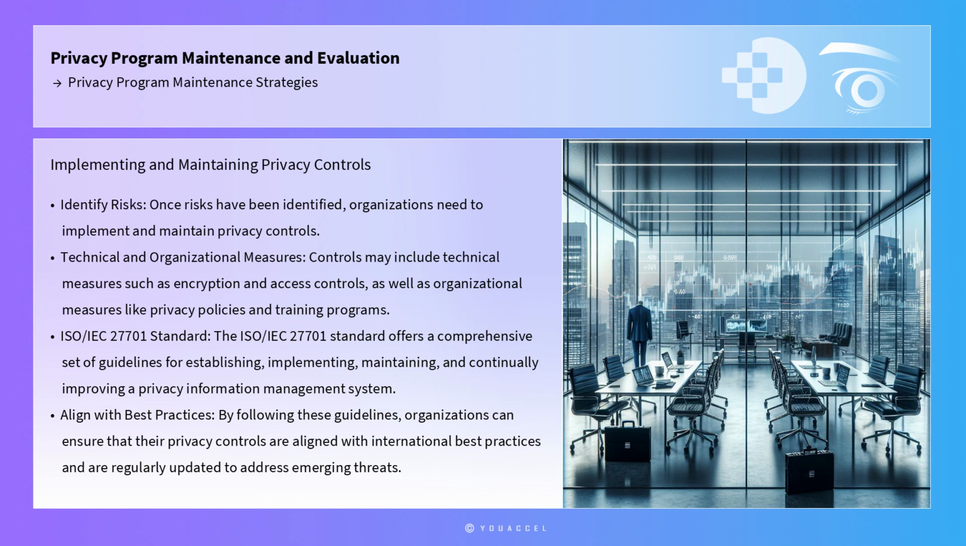Once risks have been identified, organizations need to implement and maintain privacy controls. These controls may include technical measures such as encryption and access controls, as well as organizational measures like privacy policies and training programs. The ISO/IEC 27701 standard offers a comprehensive set of guidelines for establishing, implementing, maintaining, and continually improving a privacy information management system. By following these guidelines, organizations can ensure that their privacy controls are aligned with international best practices and are regularly updated to address emerging threats.